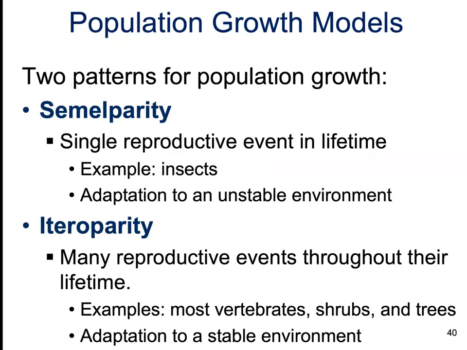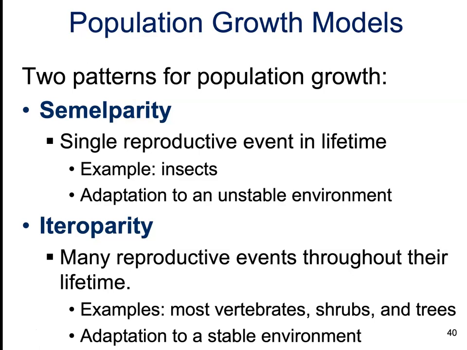We're going to skip this slide. It is very interesting. It goes over 2 patterns for population growth, whether individuals are semelparous, meaning that they'll have a single reproductive event in their lifetime. Great example of this would be insects. A lot of insects only reproduce once, but they tend to reproduce massive quantities of offspring all at once. This is really fantastic for an unstable environment. Kind of just wait until conditions are right, drop all your offspring at once, and be done with it.